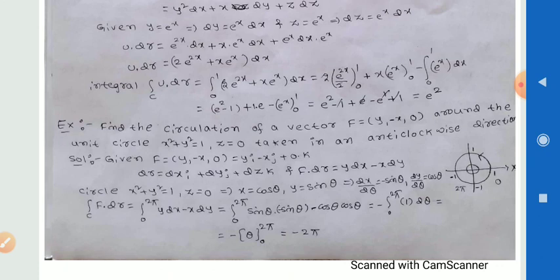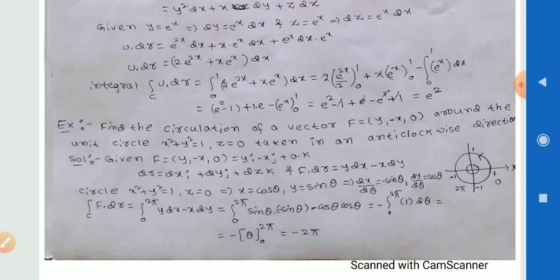Here the vector is given. The vector f is equal to y comma minus x comma 0 and the unit circle is given. The unit circle is x square plus y square is equal to 1, z is equal to 0, taken in an anti-clockwise direction. Here the given vector f is equal to y comma minus x comma 0, that can be written as yi minus xj plus 0 into k.